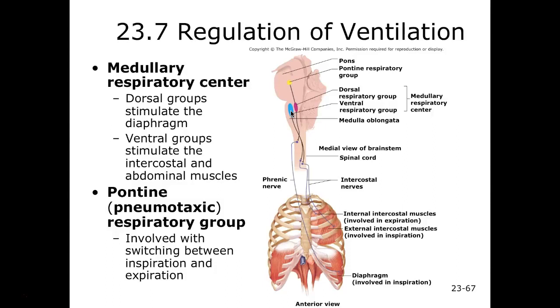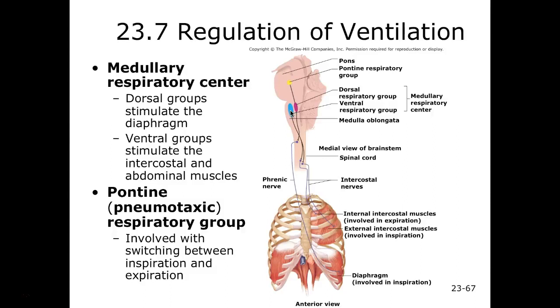What's interesting about these groups is they stimulate different muscles within our respiratory system. The dorsal groups really stimulate our diaphragm. They are the most active during inspiration, although we do have some that are active during expiration as well. Our ventral respiratory group is responsible for stimulating our intercostal muscles as well as our abdominal muscles. This group will be active during both inspiration and expiration.